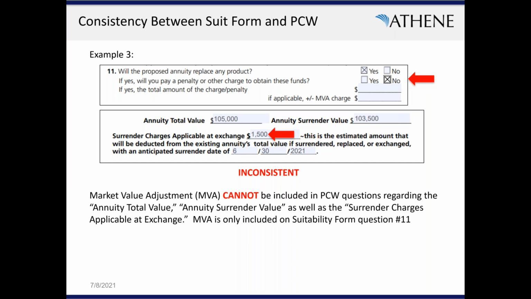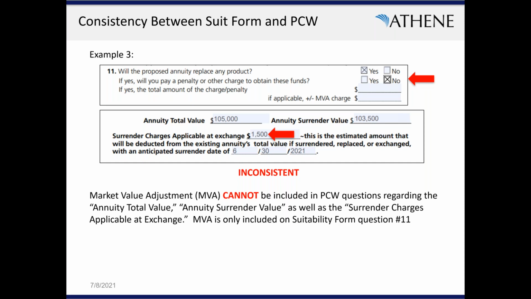Now, here's the key of what Florida is expecting. Market value adjustment cannot be included in the product comparison worksheet questions regarding the annuity total value, annuity surrender value, as well as the surrender charges applicable at exchange. MVA is only included on the suitability form question 11, that top box. So on the product comparison form, the bottom box on this screen where it has the annuity total value, the annuity surrender value, and the surrender charges cannot contain any positive or negative MVA.